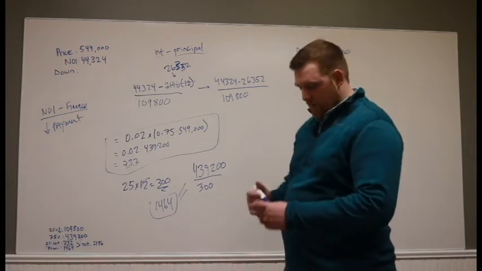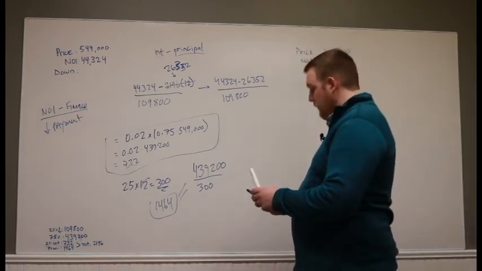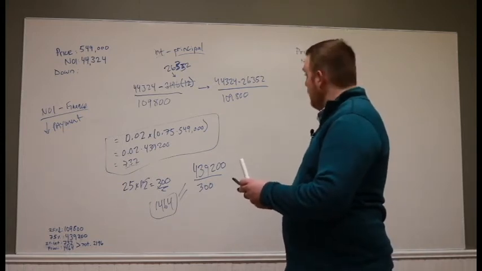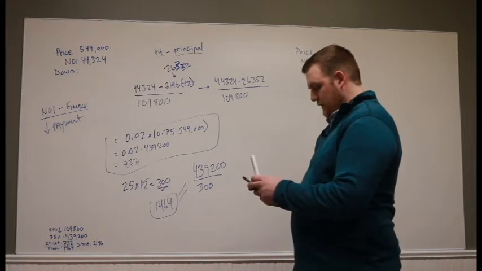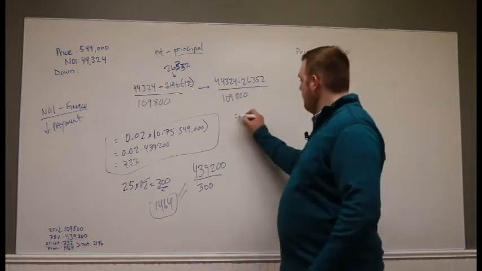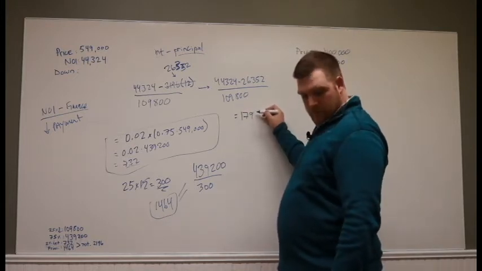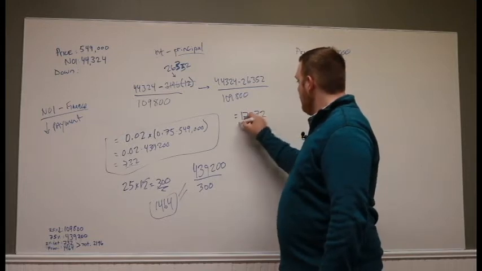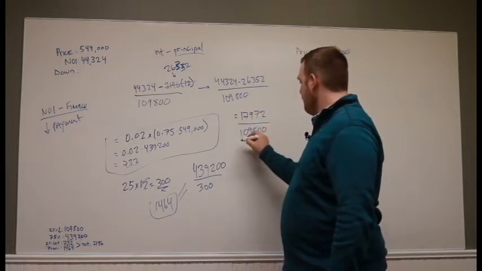We can get much more complicated. So let's do a quick number on this. 44,324 minus 26,352. That gives us 17,972. And again, that's over 109,800, which is our down payment.